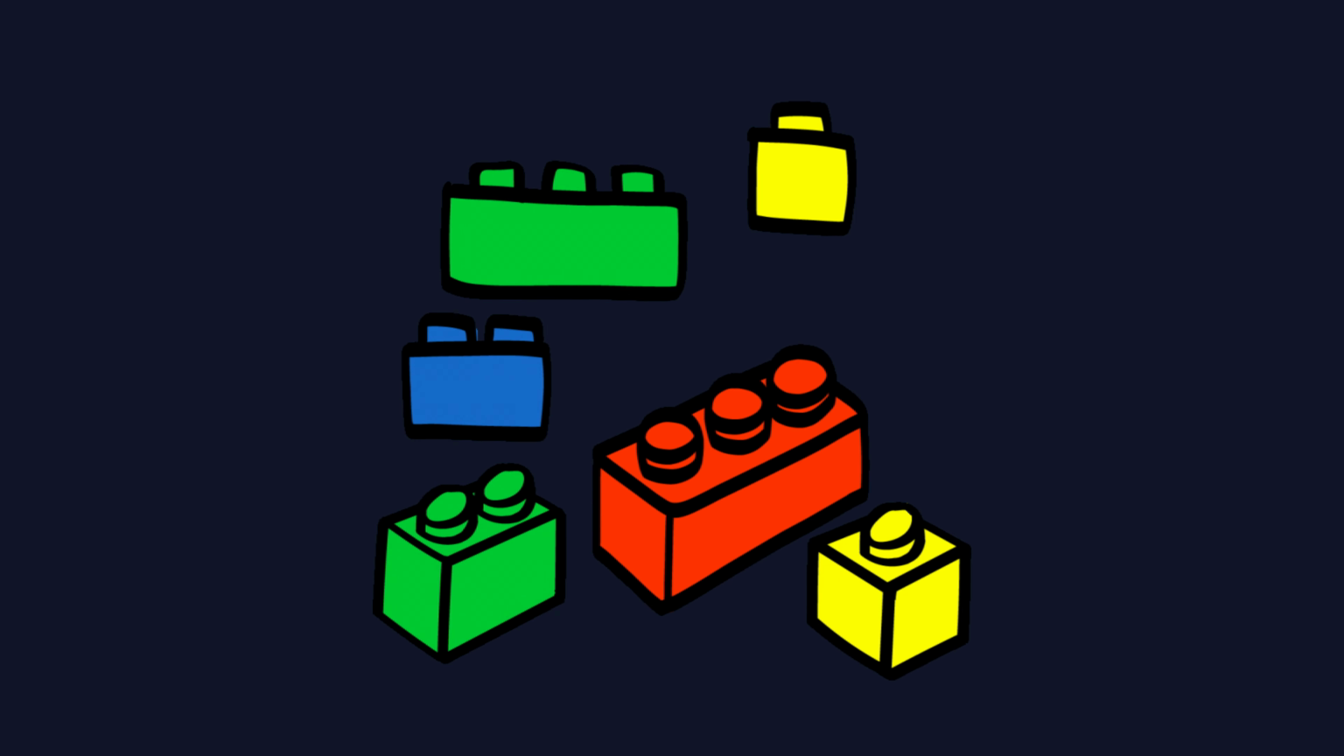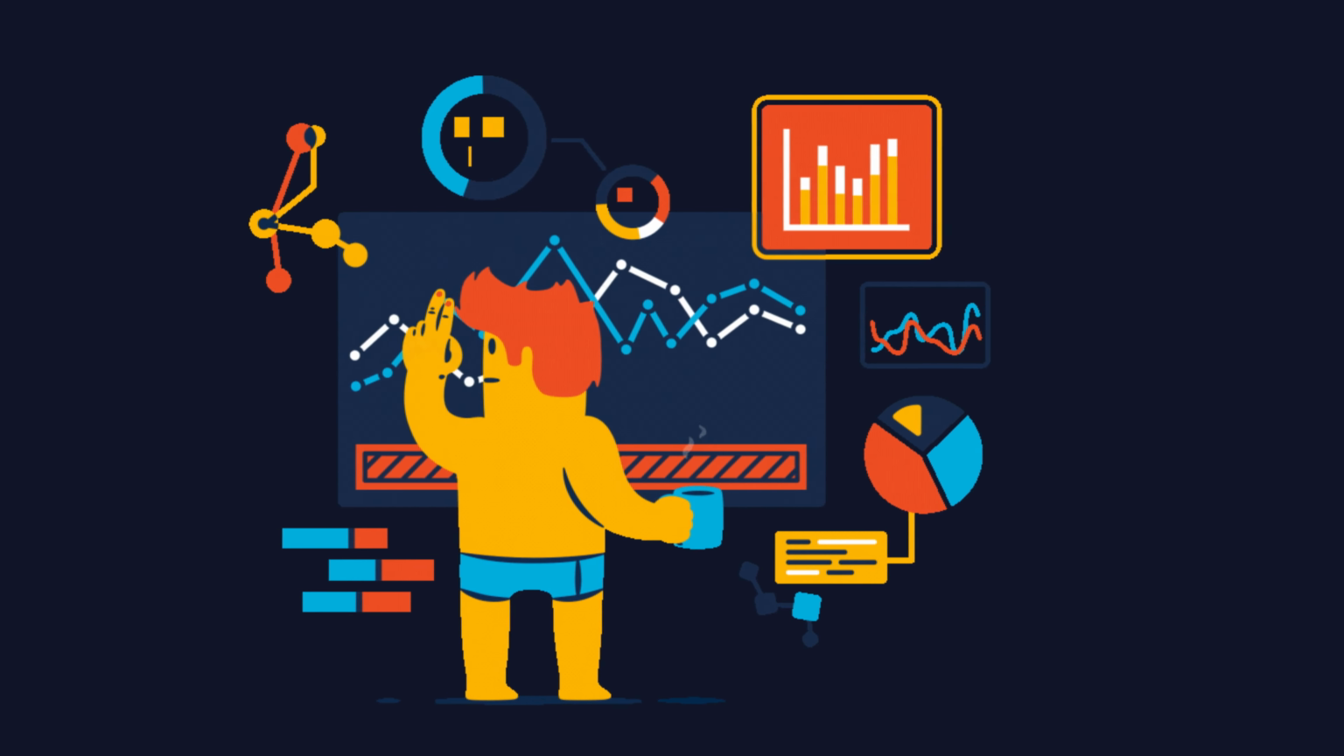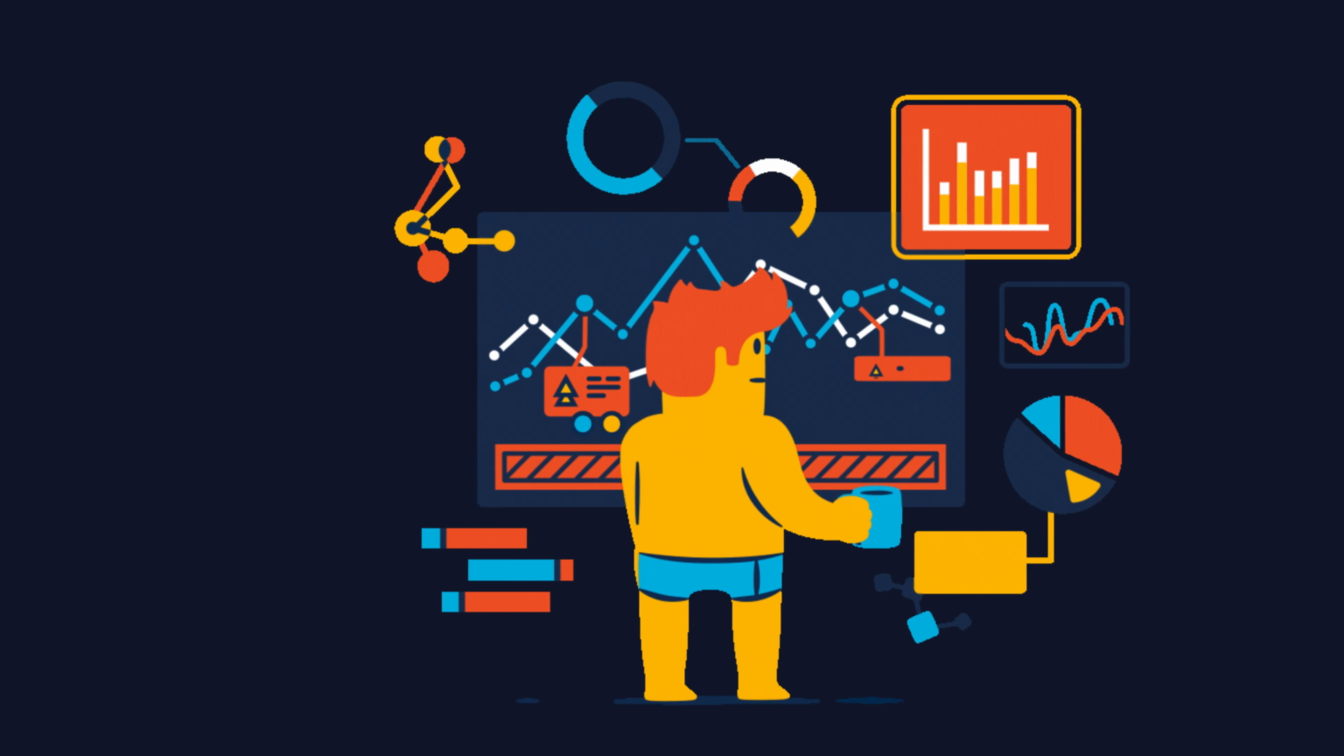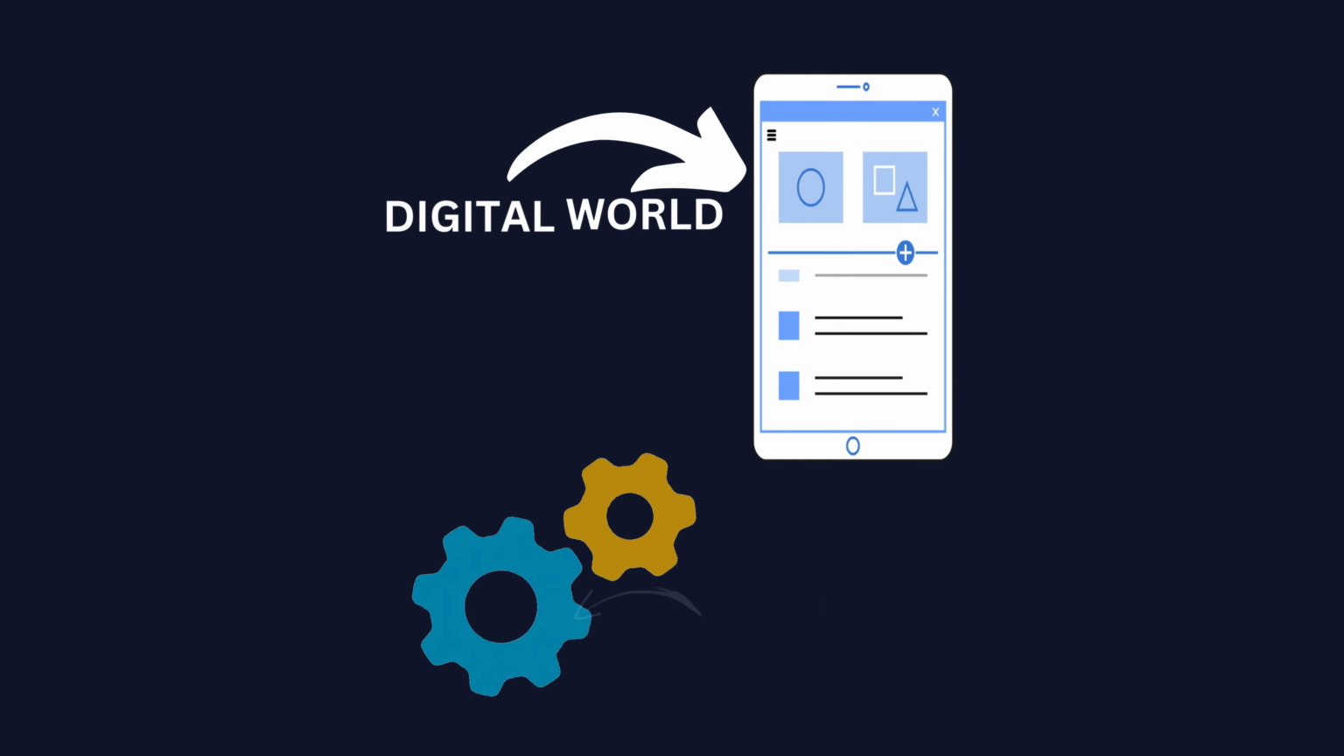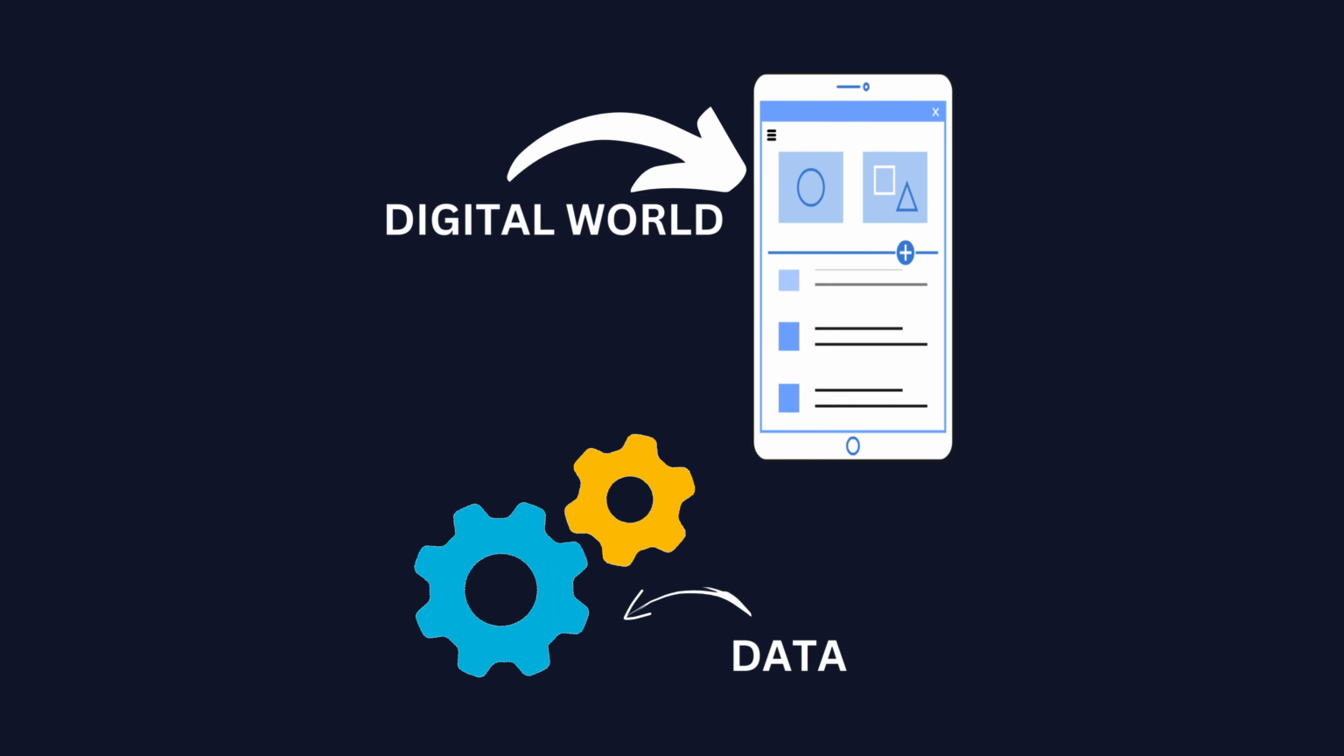Think of it as the building blocks that help us do things on our phones, computers, and other gadgets. We can analyze data to learn more about trends, make decisions, or just have fun. In simple terms, data is like the stuff that powers our digital world, just like ingredients and recipes power cooking.